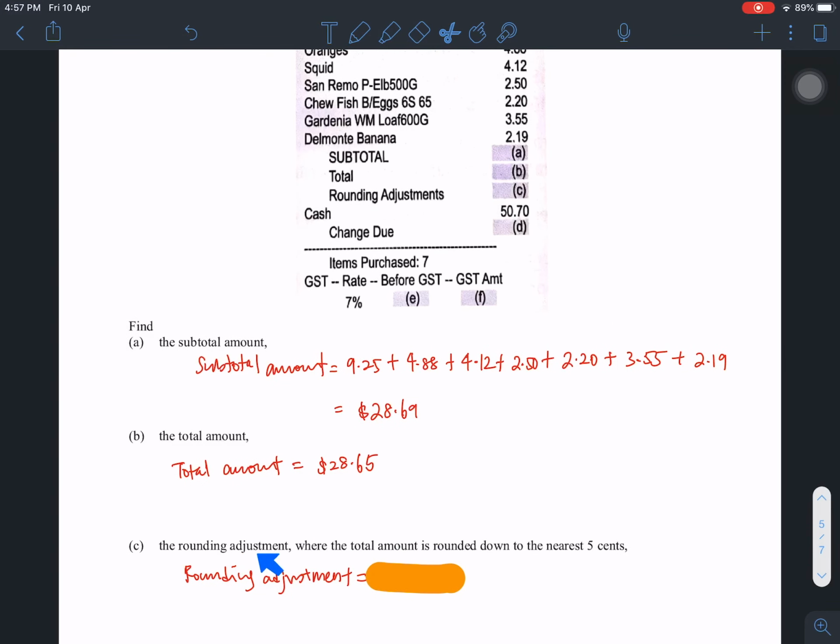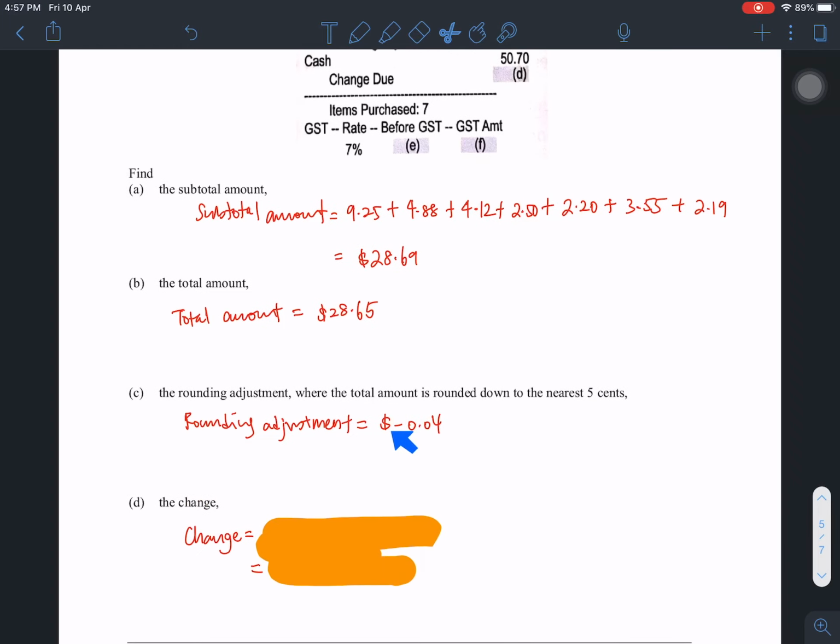And what's that? That is simply the difference between the subtotal and the total amount. If you subtract them, you realize that the difference is 4 cents, but because we are rounding down, we would have this negative sign, so the rounding adjustment is negative 0.04, so basically negative 4 cents, as seen from the difference between part A and B.